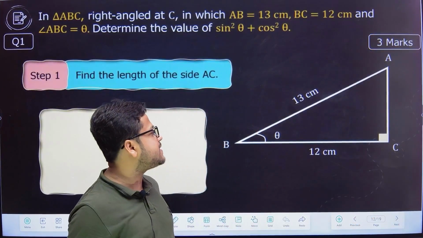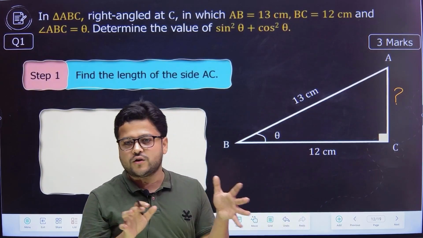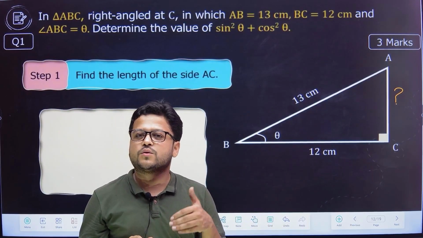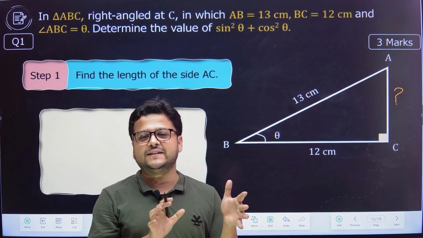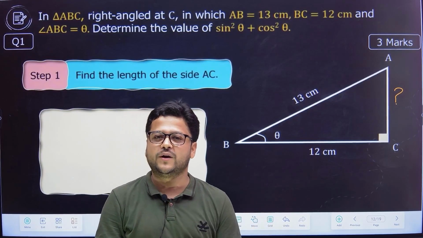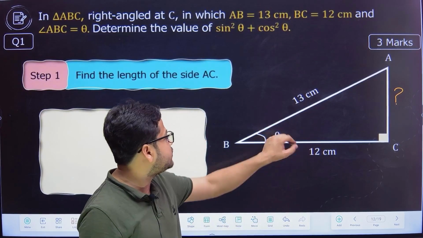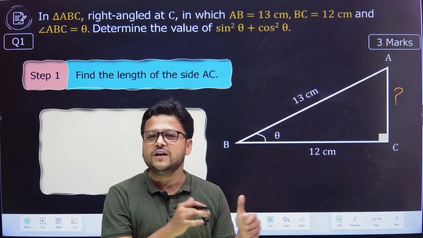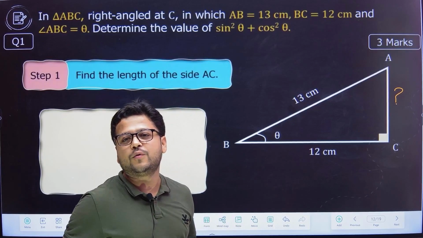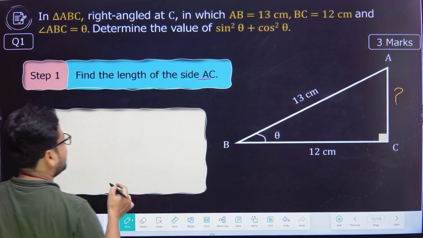The very first step is to find the side AC, because we don't know the formula of sine and cos as of now. We need all 3 sides in order to solve any question of trigonometry. So the very first task is to find out all the sides. We have 2 sides, just find the third side. If you have 2 sides of a right angle triangle, you can easily find the third one with the help of Pythagoras theorem. So find the third side AC. Let's see how to find that.